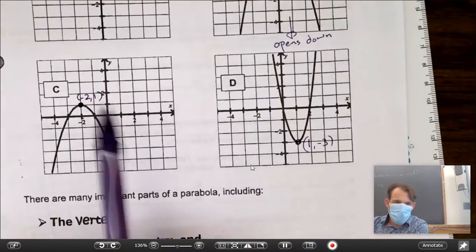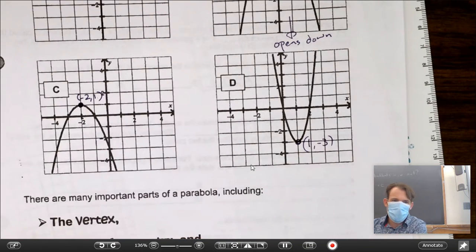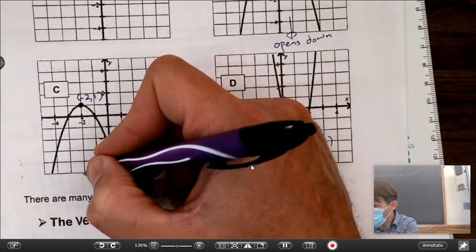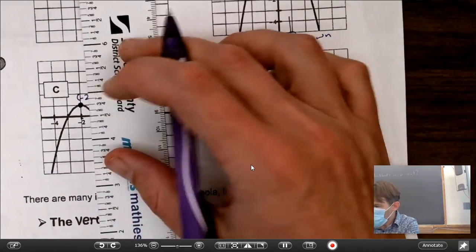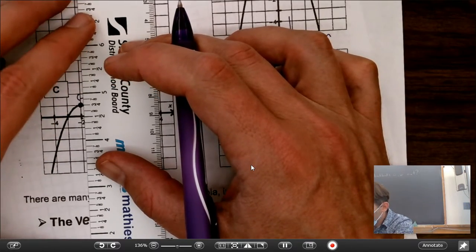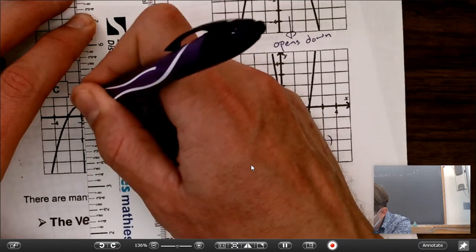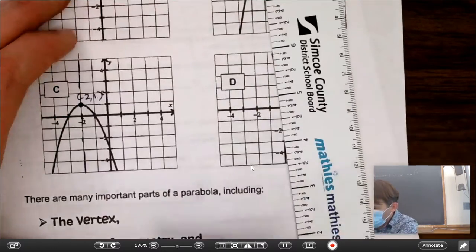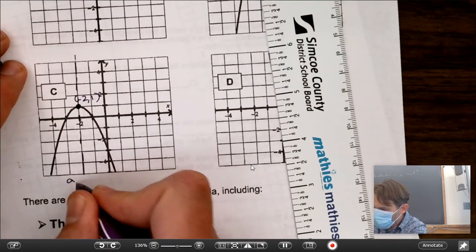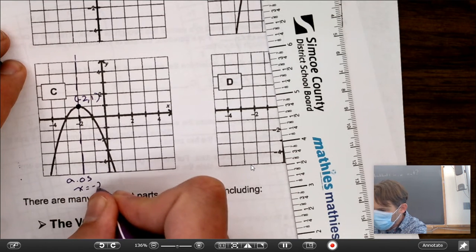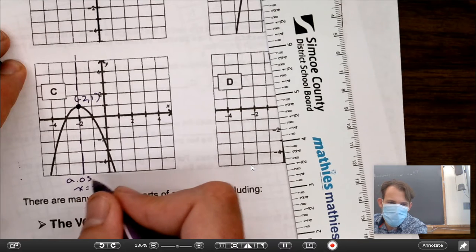So, where's the axis of symmetry for C? Negative 2? How would you describe that with an equation? Yeah, x equals negative 2. So here's the line x equals negative 2, and I'm just going to put it on there with a little dashy line. And that's the axis of symmetry. We'll sometimes abbreviate that to the AOS, x equals -2. Okay, the axis of symmetry.